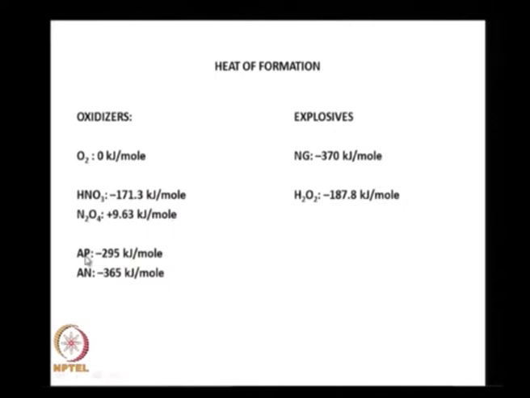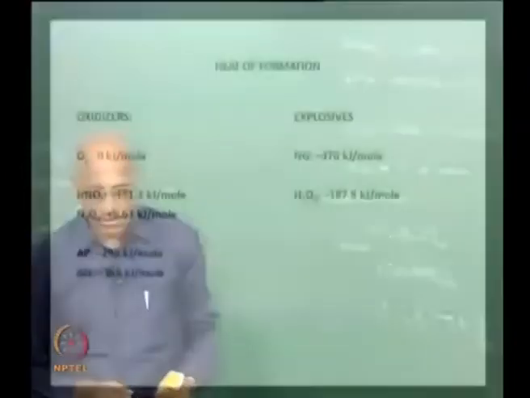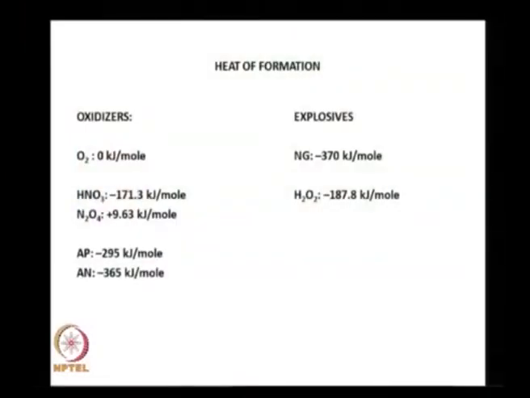If I talk in terms of other oxidizers, solid ammonium perchlorate, which I just now said, NH4ClO4 over here, it has a heat of formation of something like minus 295. If instead of the perchlorate radical, I use the nitrate radical, NH4NO3, I have the heat of formation minus 365. Therefore, you see the heat of formation widely varies, and for certain explosives like nitroglycerin, it is minus 370, for hydrogen peroxide, it is minus 187.